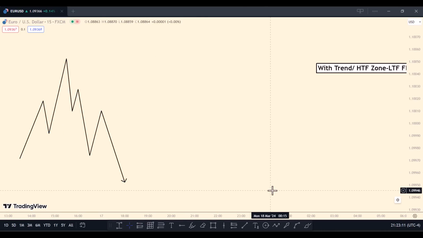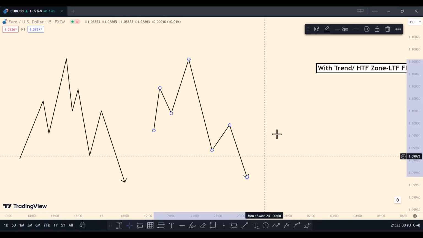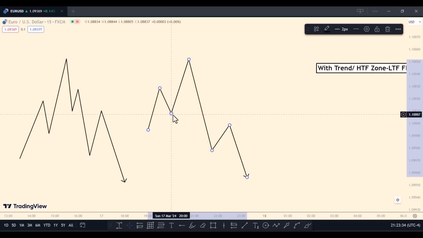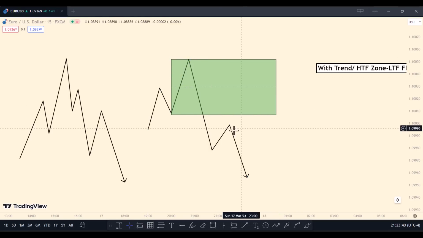Now let's talk about the fourth variation of this lower time frame flip, and it will be like this. So what do you notice here? We have this break of structure, but we didn't return to the area right here, and we retrace to here, and then we create a new low.